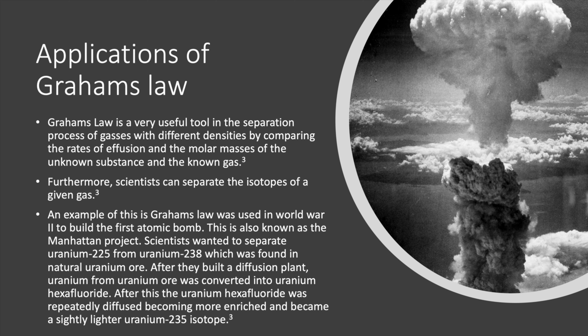This is important because this has something to do with the purification of gases, which is the main topic of this lecture. The enrichment process requires uranium to be in gaseous form at relatively low temperature. Hence, uranium oxide from the mine was converted to uranium hexafluoride. And this uranium hexafluoride was repeatedly diffused, becoming more enriched and slightly lighter, which is a result of this diffusion process.